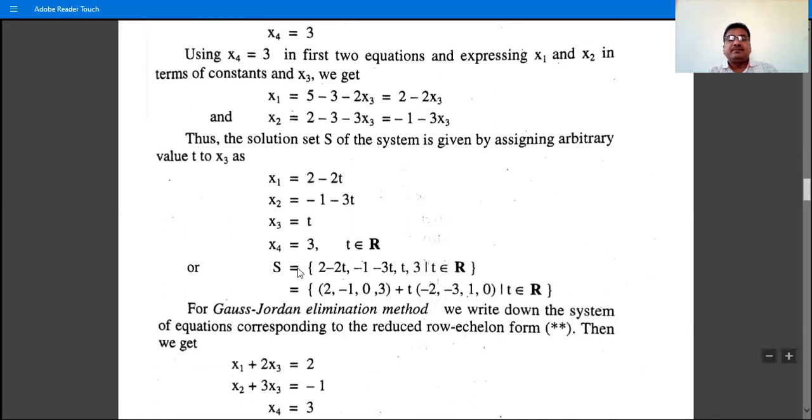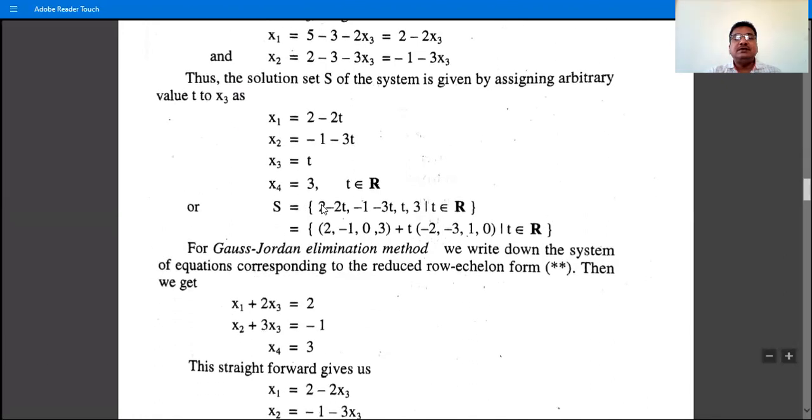So if we take x3 as t, then by using these 3 equations by substitution, we have x1, x2, x3, and then we can write the solution in the form of a set. First write curly bracket such that t belongs to R, and then in round bracket 2 minus 2t as x1, comma, x2 as minus 1 minus 3t, comma, x3 as t, and x4 as 3.